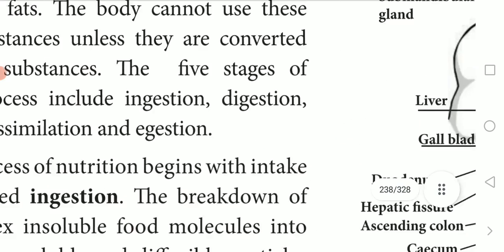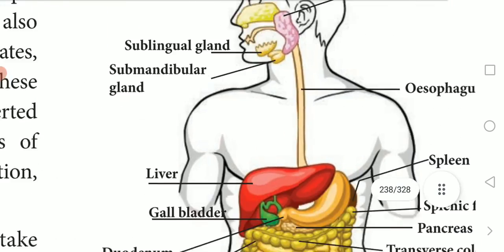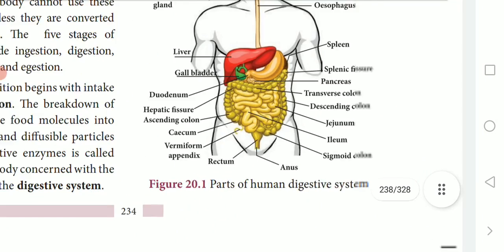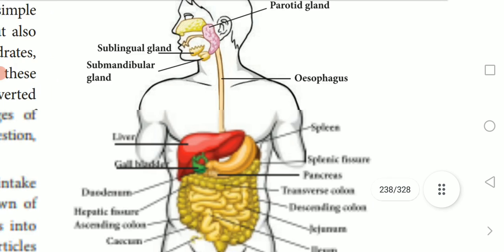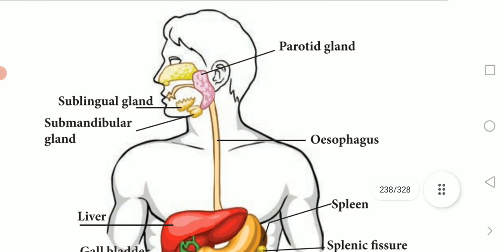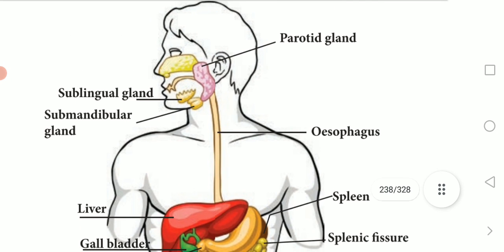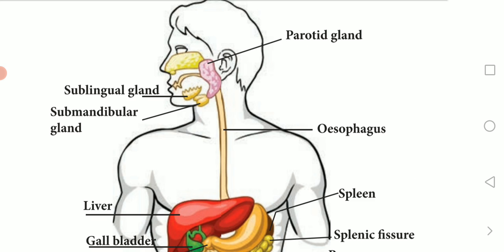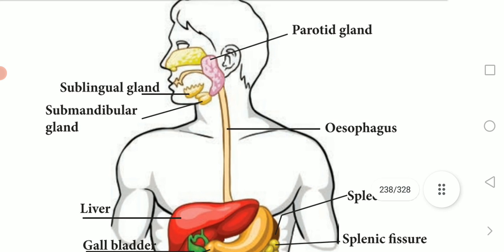Here is a diagram of the parts of the human digestive system. In the mouth you can find three pairs of salivary glands. They secrete saliva. They will ask you how many pairs of salivary glands are there, and you have to say three pairs.